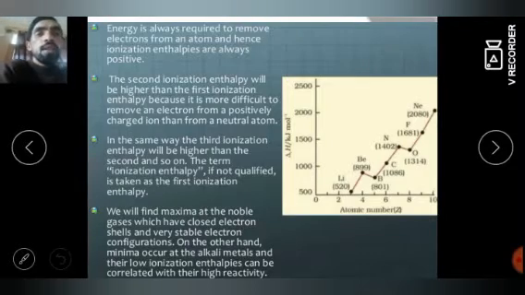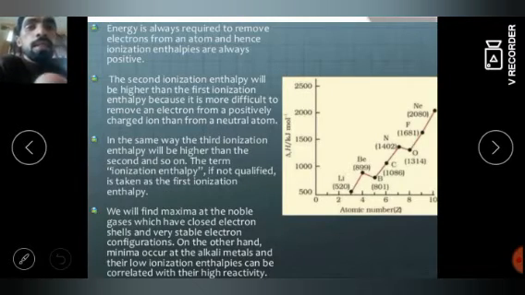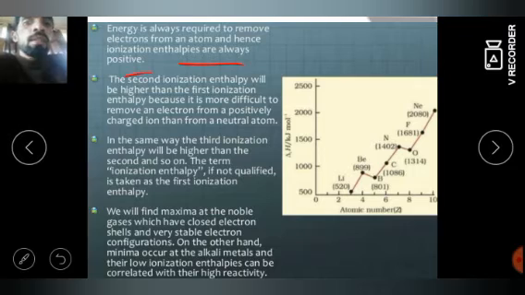A very simple diagram, a graph, has been given here. Energy is always required to remove an electron from an atom, hence ionization enthalpy is always positive. The second ionization enthalpy will be higher than the first ionization enthalpy.